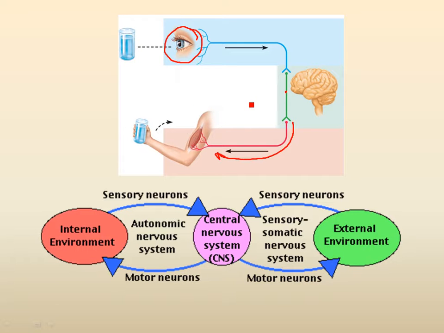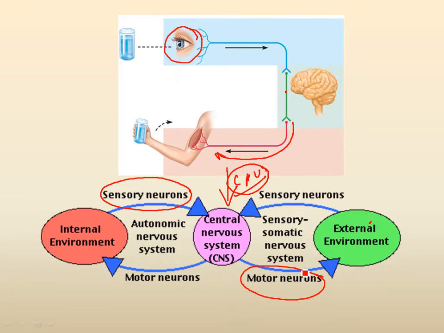So obviously, there are basically two parts. The central processing center, or the central nervous system, we can also call it the CPU, and the other ones that will bring information from the internal and external environment to this central processing unit, where the information is interpreted, integrated, and then sent to the motor neurons so that some action can be taken.